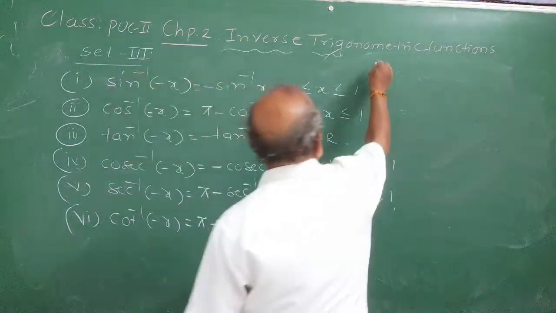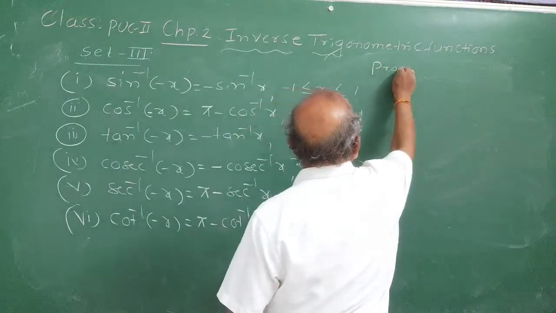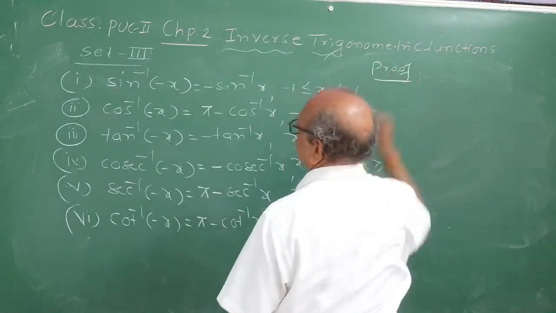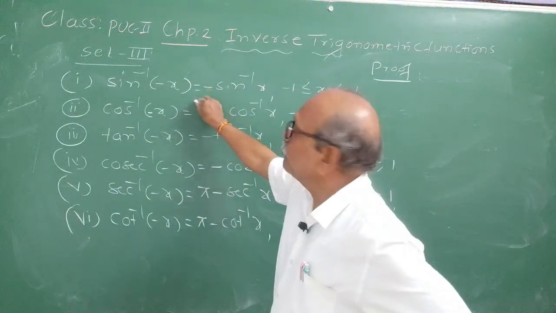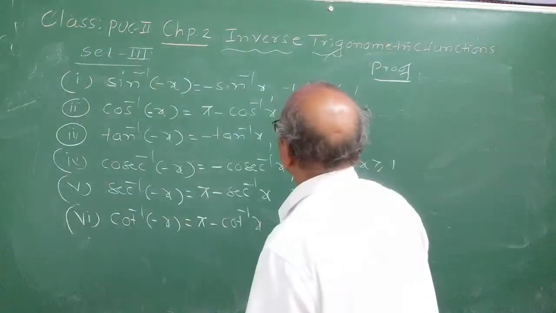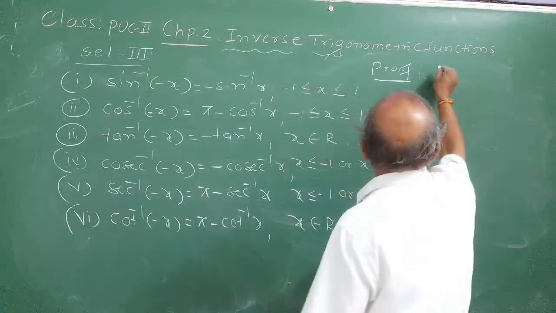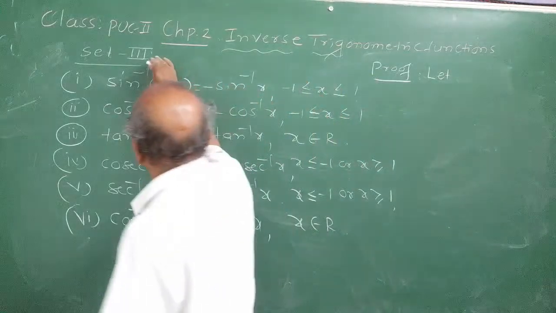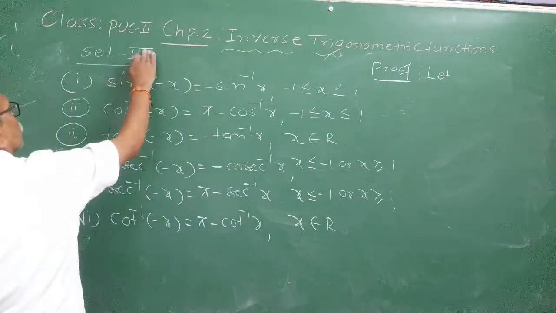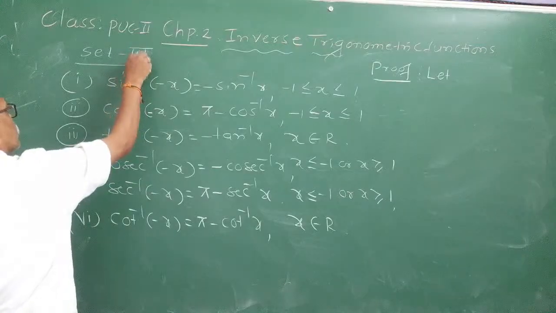Proof of it. How to prove this one? First one is sin inverse of minus x is equal to minus sin inverse x. How do you prove this? First of all, you prepare all the sets. I think this is set number 3 or 4. Third one.